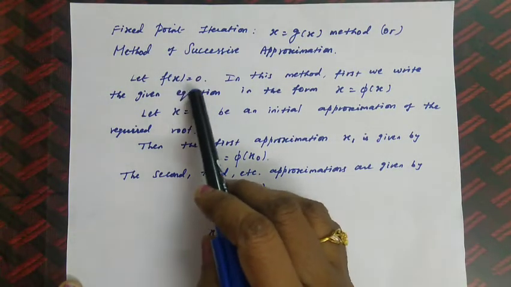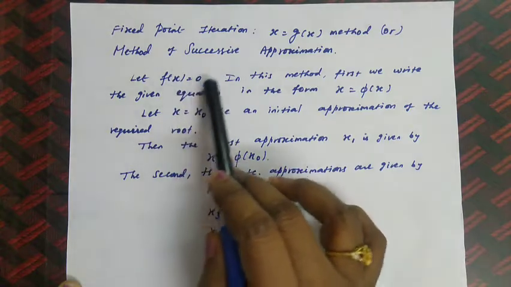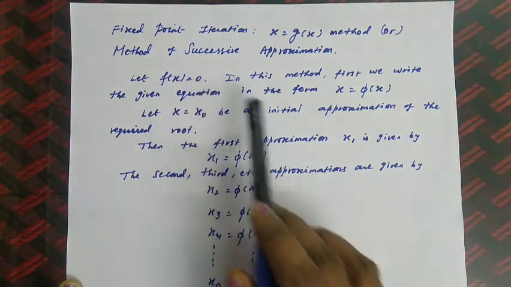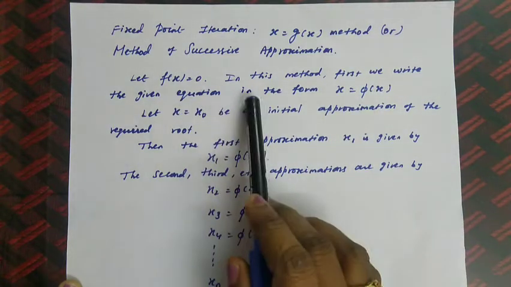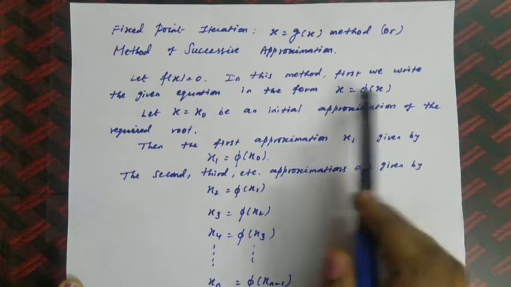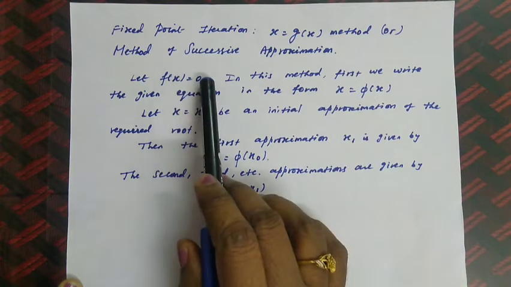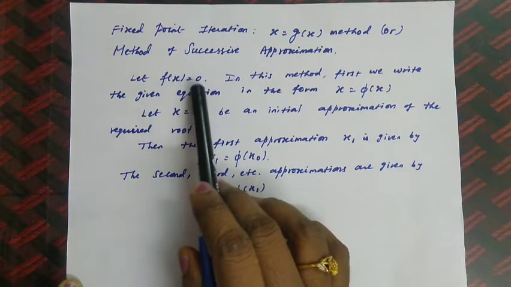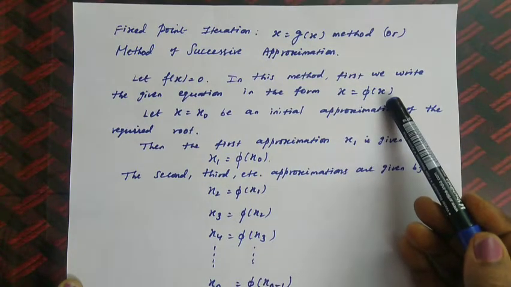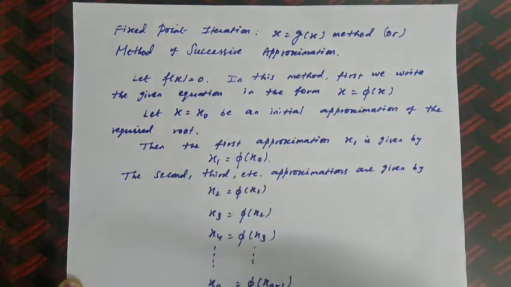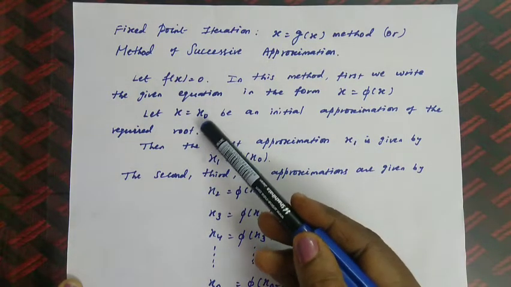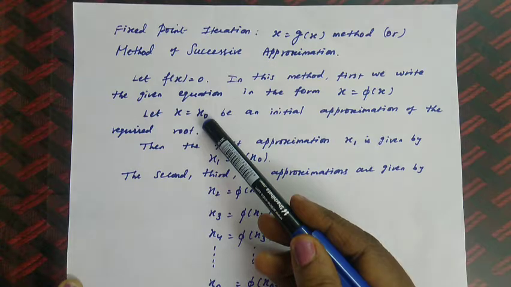So first, given equation f of x is equal to 0, this will be given in the question. In this method, how we are going to do the problem is, first we write the given equation in the form of x is equal to phi of x. It's given f of x is equal to 0. We have to rearrange the given equation in the form of x is equal to phi of x. After that, we have to initialize the value of x. So the first initial approximation we will consider as x naught.